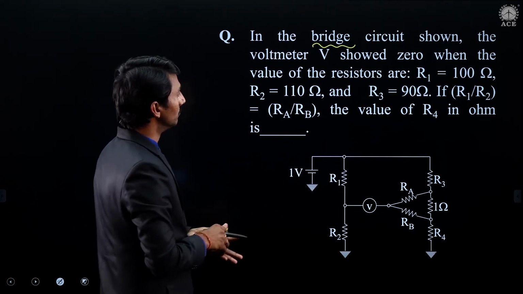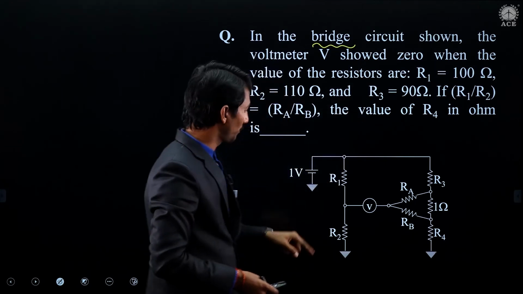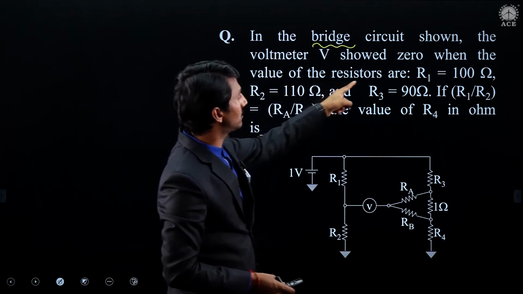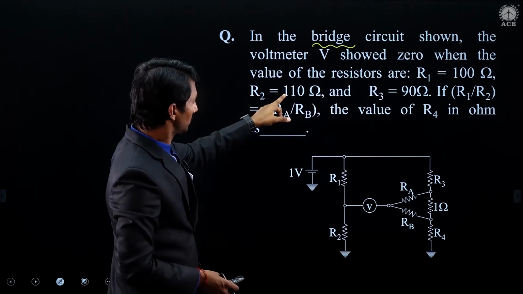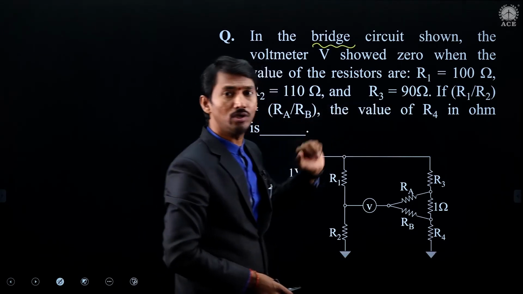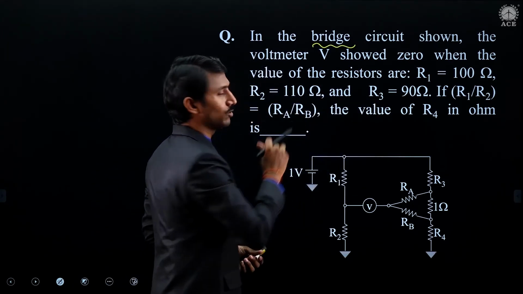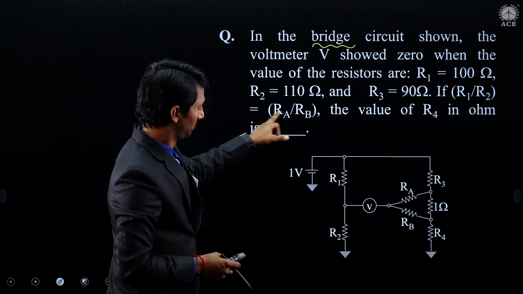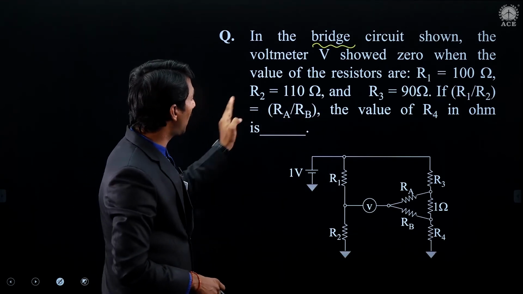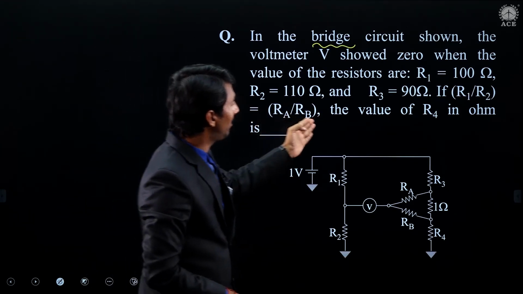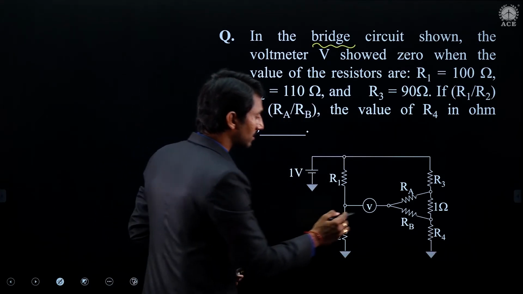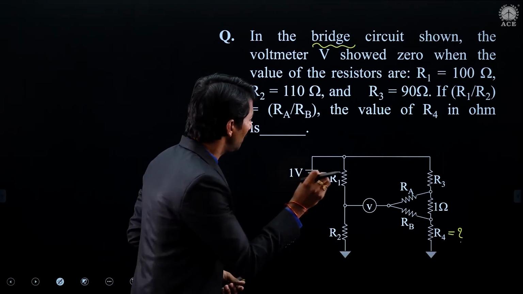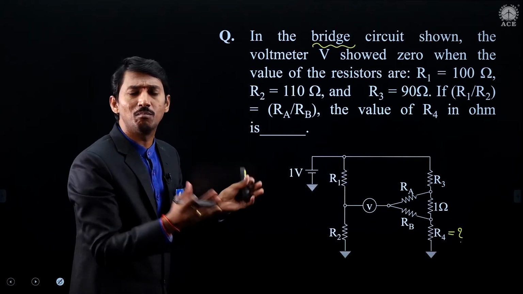What he is giving is that the voltmeter V showed 0 when the values of the resistors are R1 equal to 100, R2 equal to 110, R3 equal to 90 ohm. R1, R2, R3 values are given. But the condition is R1 by R2 is equal to RA by RB. What is he asking? The value of R4 in ohms. But to confuse you, the figure of the bridge circuit is modified.